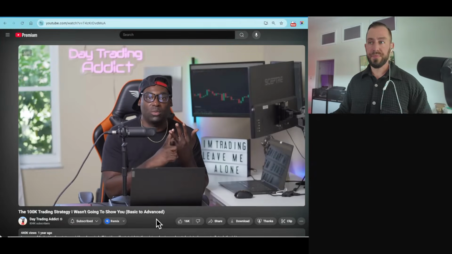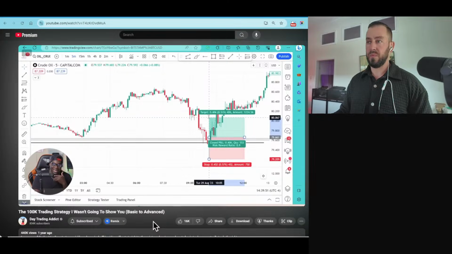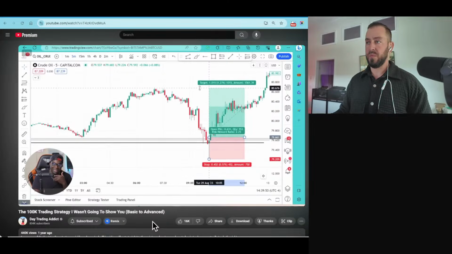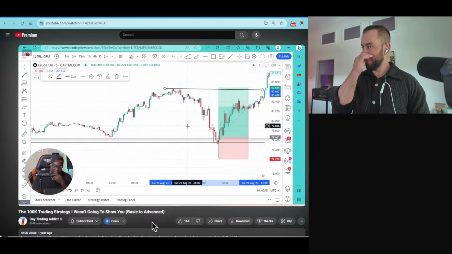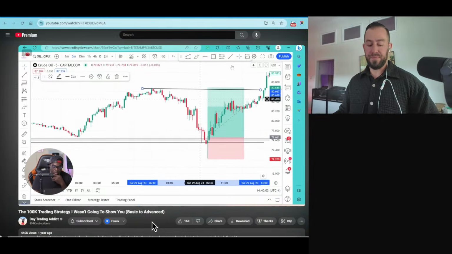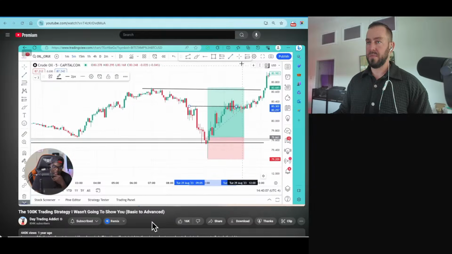Now we have to go to the last one, which is E, exit, right? So where do we want to exit? Well, we can exit anywhere where it makes sense. So right here, the first place it makes sense is right here, right? But it might not go all the way up there. So let's go to another one right here. We have this little swing high right here. So we can say, all right, our first exit was right here. Or we can say, I like this supply level right here.